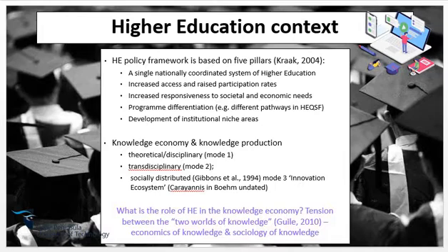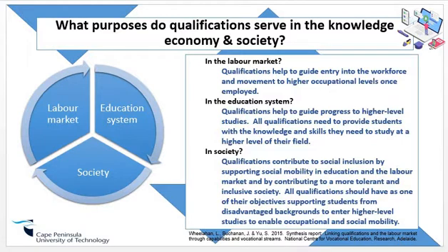So this brings us to consider what the role of higher education is in the knowledge economy, and the tension between the two worlds of knowledge, the economics of knowledge, knowledge for employment, and the sociology of knowledge. We need to consider what roles our qualifications play in terms of labor market imperatives and employment imperatives and educational imperatives and social imperatives, and make conscious decisions in relation to these 3 components when we plan our qualifications. So how do they fit within, how do they meet labor market needs, how do they meet education needs, and how do they meet society's needs?